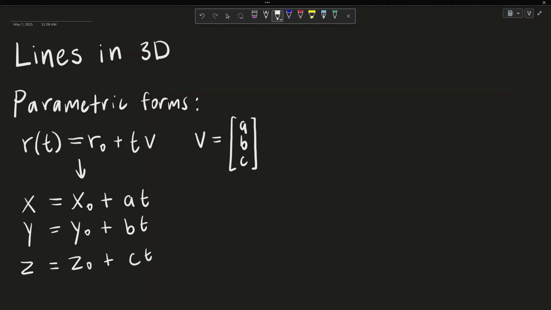Oftentimes when representing lines parametrically, you might see a different notation for vectors. Vectors might be notated using these brackets, and each entry being separated by a comma. So if you see this notation for a vector, know that it represents the same information as this vector.